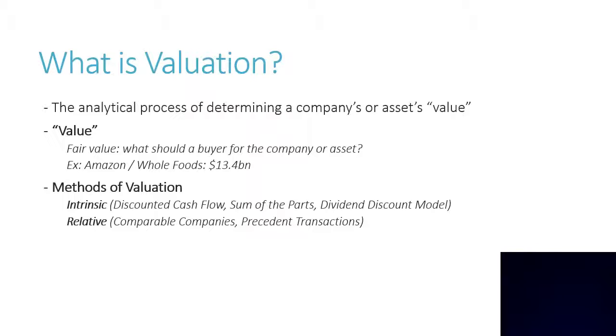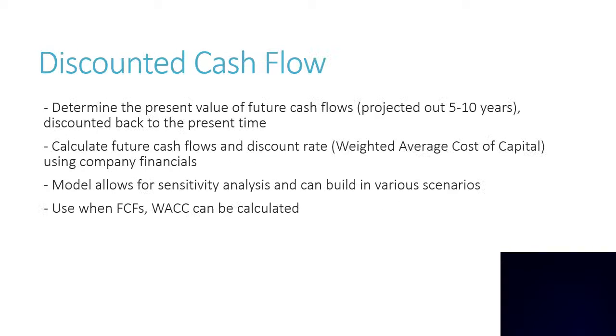So there's two main categories of financial valuation for a company. So first, there's intrinsic, and second, there's relative, and we'll go over some methods for both. So first, we'll go over discounted cash flow, or DCF. So a DCF valuation method is basically when you determine the present value of future cash flows and you discount those cash flows back to the present time.